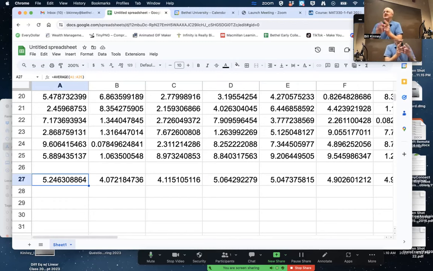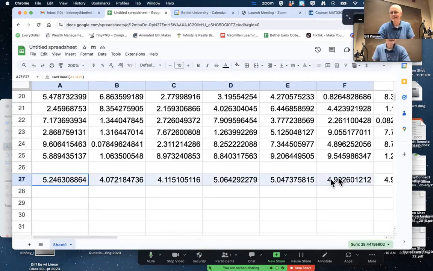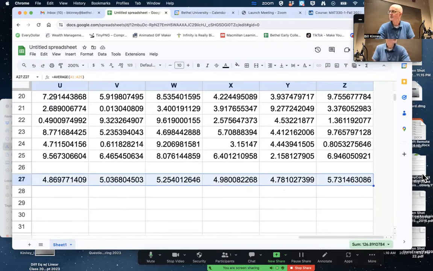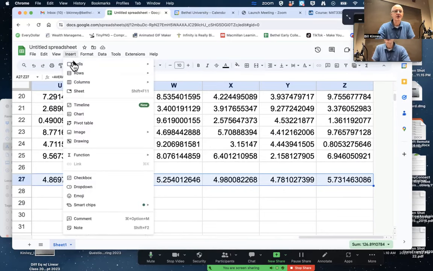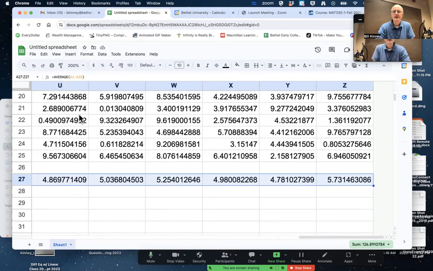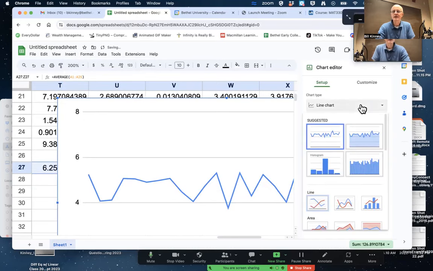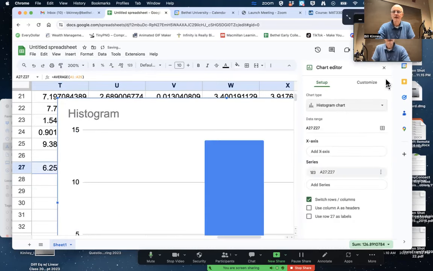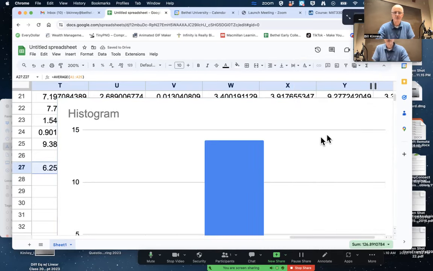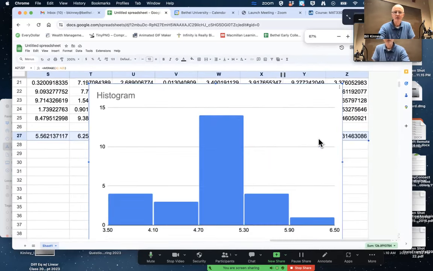If I make a histogram of these 26 values of x bar, it should be fairly normal looking by the central limit theorem. Now, maybe 26 of them is not enough. In reality, I probably should do hundreds and hundreds of them. Let's see what happens if I highlight those and insert a chart here. It doesn't necessarily pick a histogram, so I have to change it. Histogram. Okay, there's what the histogram looks like in this case.